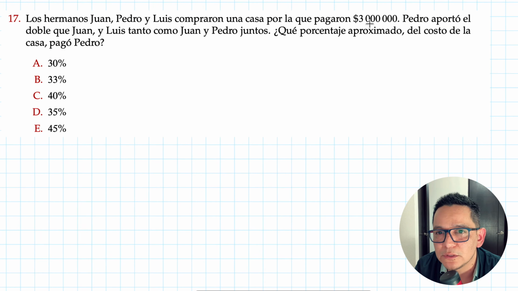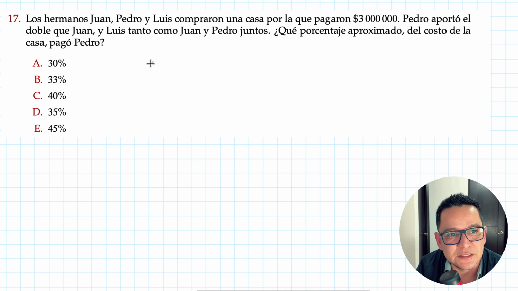which they paid 3 million pesos. Pedro contributed twice as much as Juan, and Luis contributed as much as Juan and Pedro together. What approximate percentage, note, approximate, of the cost of the house did Pedro pay? Let's see. Let's lay out everything that's there.